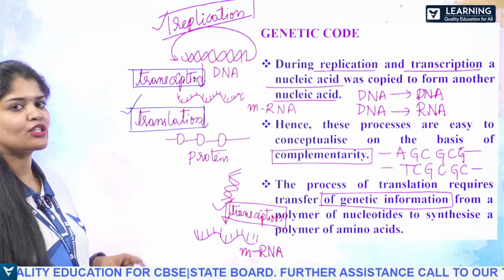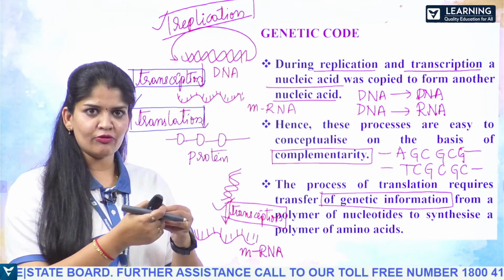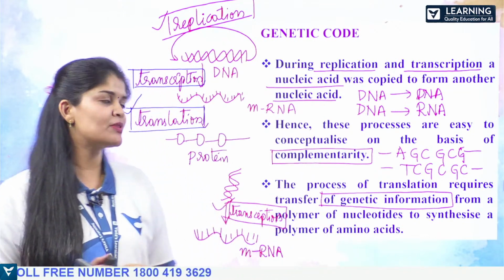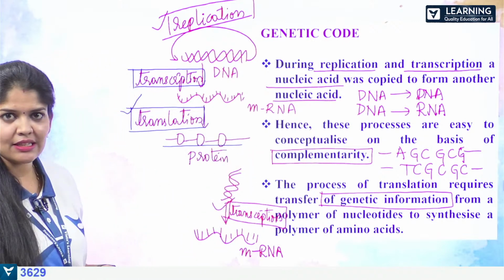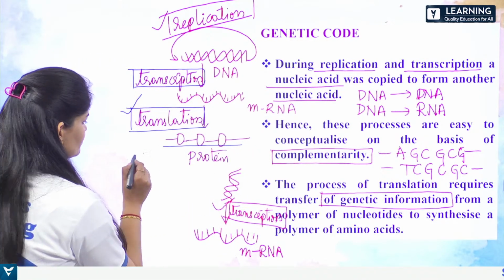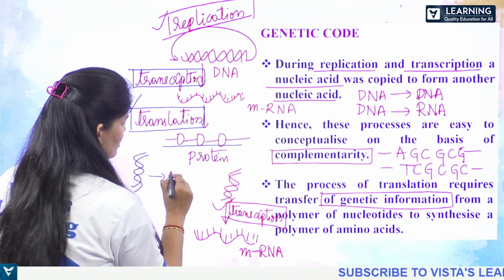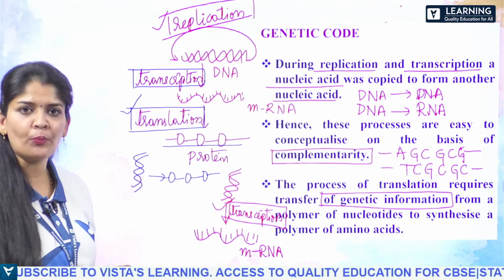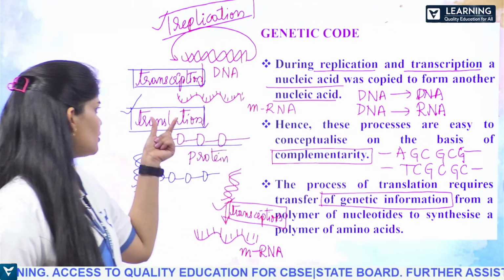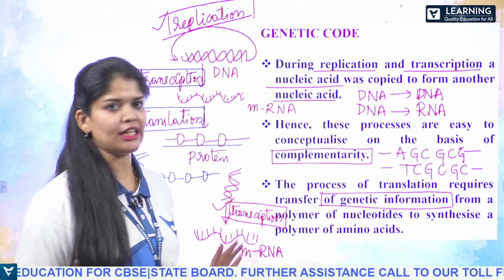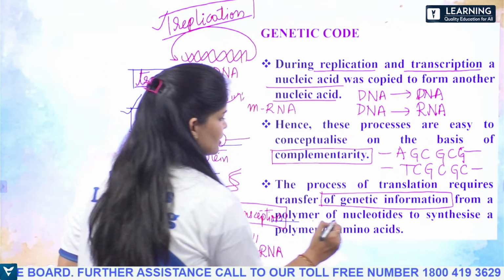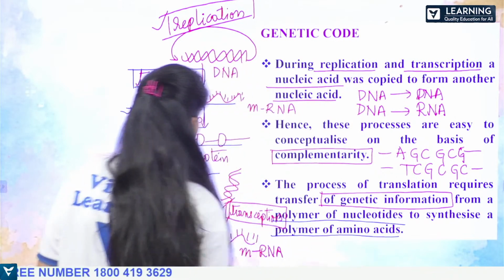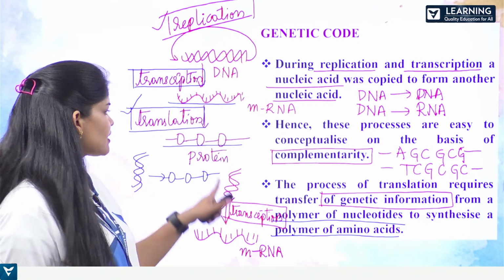But if you come to the case of translation, the genetic information has been copied from polymers of nucleotides to polymers of amino acids, that is protein. So here are the two biochemical natures: one is nucleic acid and the other one is protein. So here, the process of translation requires transfer of genetic information from a polymer of nucleotides to synthesize the polymer of amino acids, that is protein.